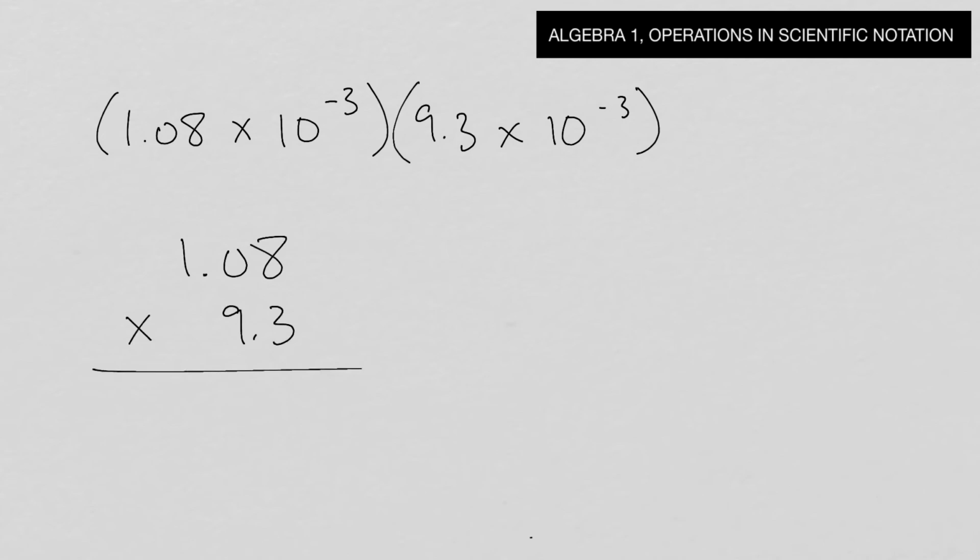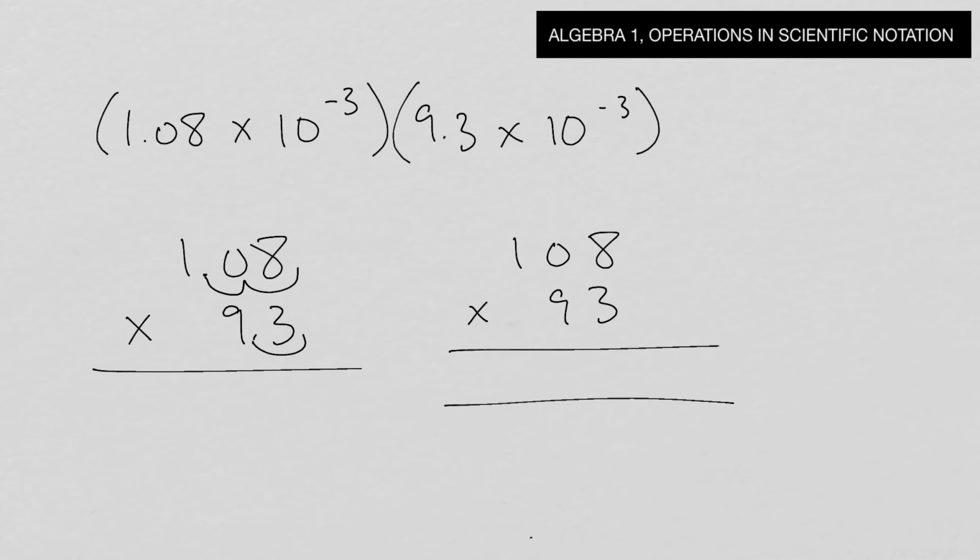9.3. Okay, easy way to do this if you don't have a calculator is to back these decimals out. So we have 1, 2, 3. Remember that I backed those decimals out 3 places. So now I have 108 times 93. Okay, 108 times 93. So using our vertically and crosswise, 3 times 8. 3 times 8 gives us 24. So big 4, carry a 2.